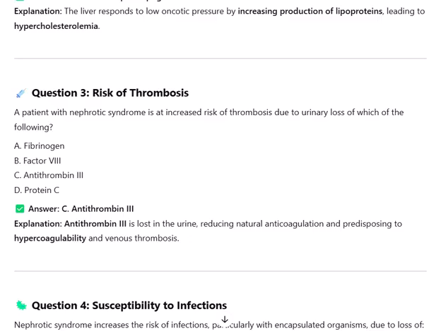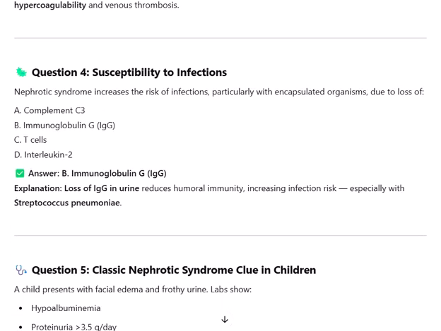Question 4. Susceptibility to infections. Nephrotic syndrome increases the risk of infections, particularly with encapsulated organisms, due to loss of: A. Complement C3, B. Immunoglobulin G, IgG, C. T cells, D. Interleukin 2.